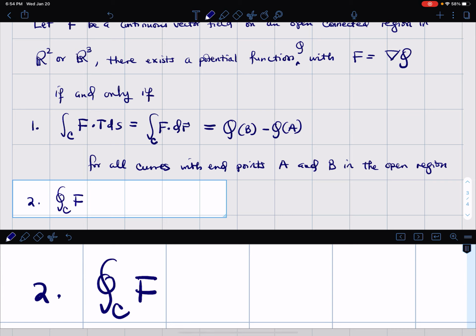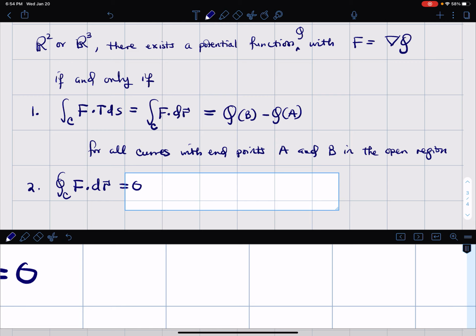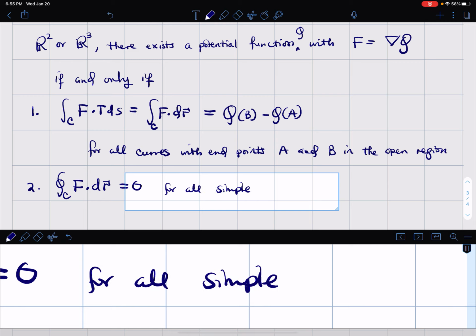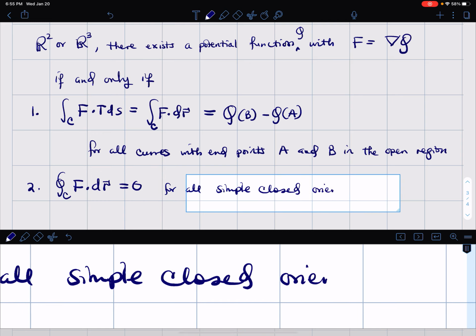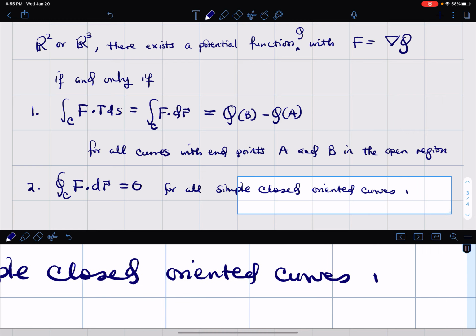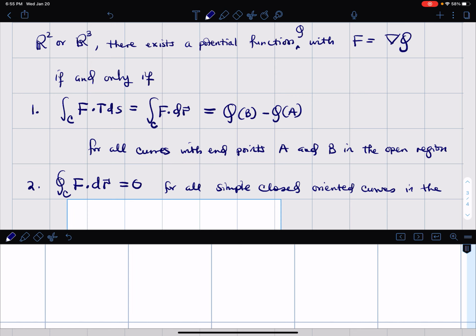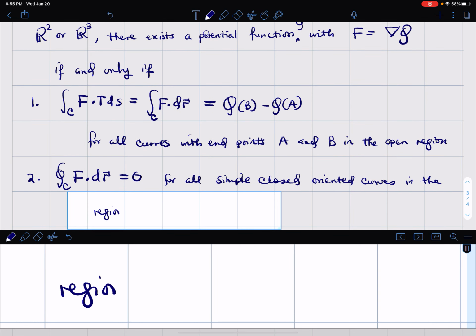Then the closed integral of F dot dr is equal to 0 for all simple closed oriented curves in the region. Okay.